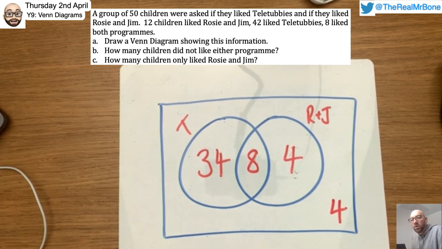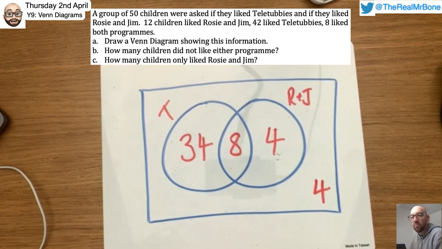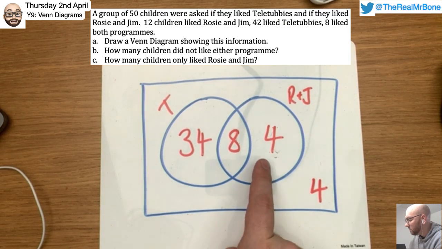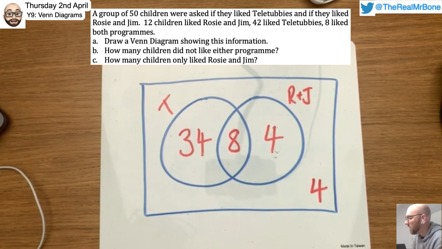The next two parts of the question are now just trying to pick out the right number from our lovely diagram. Part B, how many children did not like either program? 4. How many children only liked Rosie and Jim? 4. The trickiest part is getting the numbers in the right place. The moment we've got them in the right place, the question becomes much, much simpler.